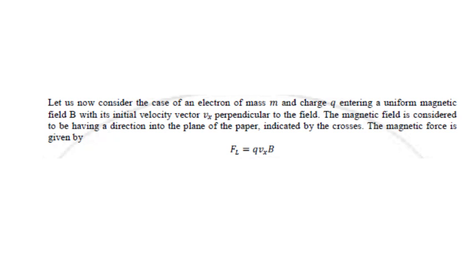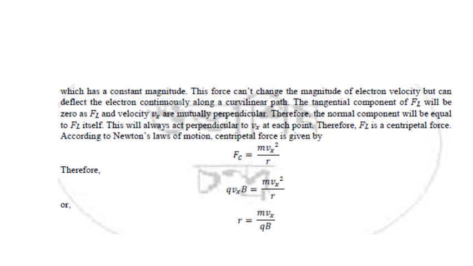The magnetic force can be calculated and written as q V x B. Here we have taken velocity perpendicular to B, so qVB sin theta will be equal to qVB, since theta is 90 degrees here. This is our magnetic field, and this force has a constant magnitude.